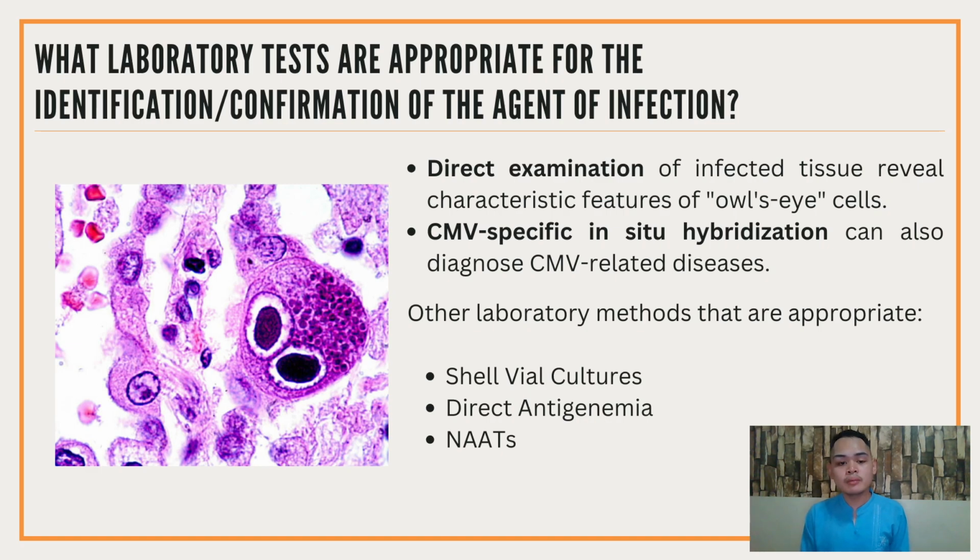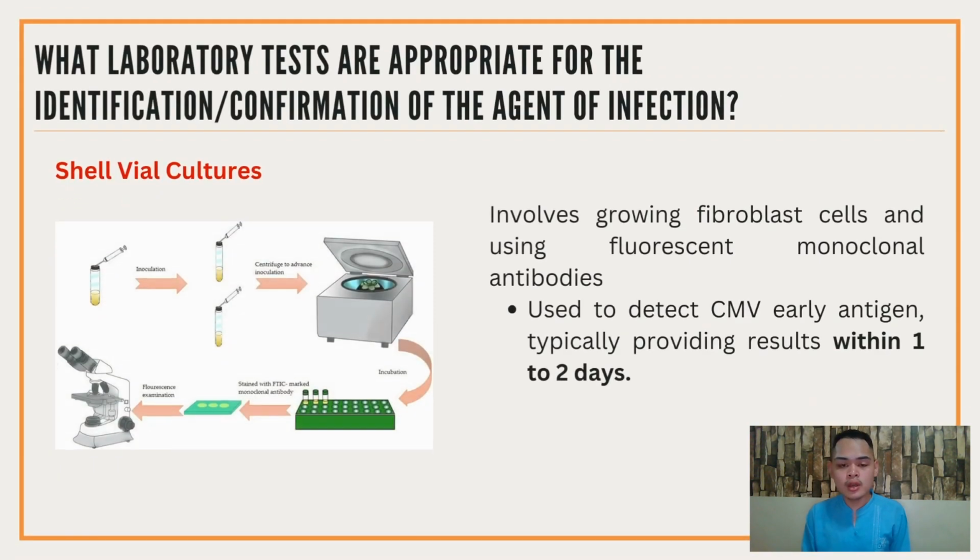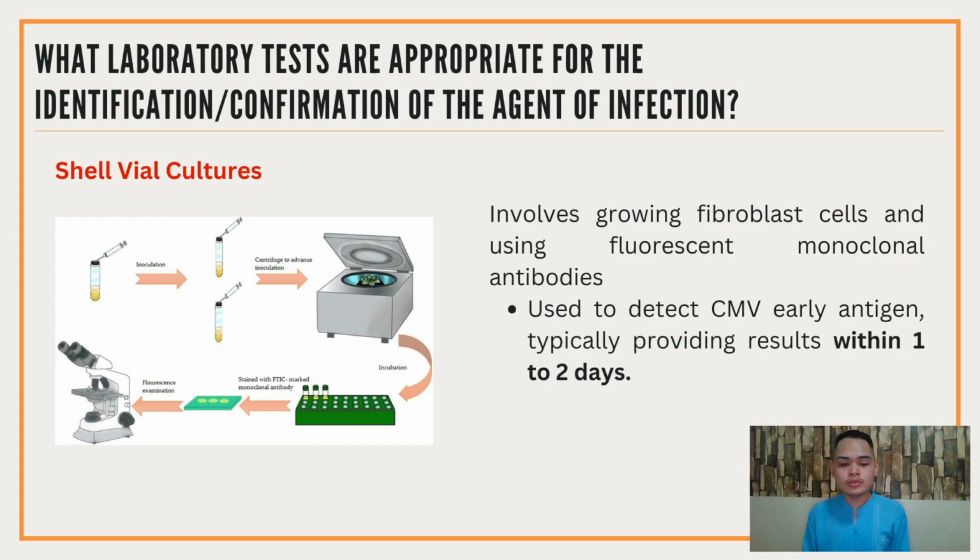Other diagnostic methods include shell vial cultures, direct antigenemia, and nucleic acid amplification test, or NAATs for short. First, let us go with shell vial cultures. While conventional cell cultures were once used for CMV detection, they are much slower and less sensitive compared to modern techniques, and one of them is shell vial cultures, which is a faster alternative that involves growing fibroblast cells and using fluorescent monoclonal antibodies to detect CMV early antigens, and typically it provides results within 1 to 2 days.